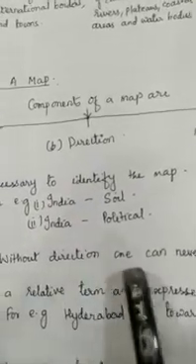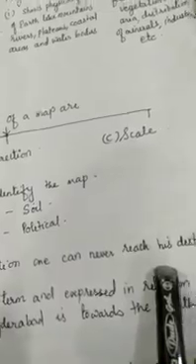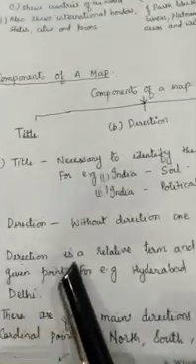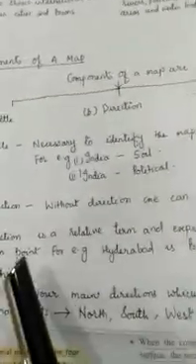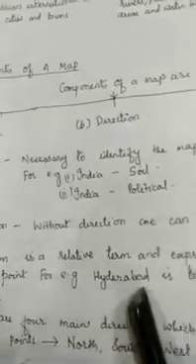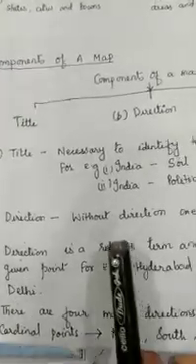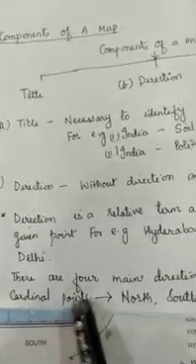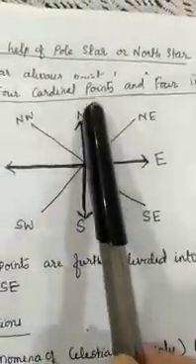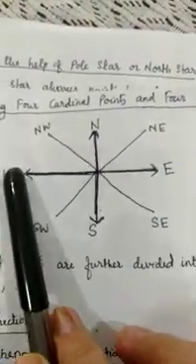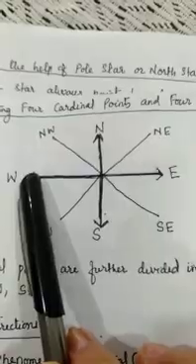We all know that without direction, one can never reach his destination. So direction is a relative term and it is expressed in relation to a given point. For example, Hyderabad is towards the south of Delhi. There are four main directions which are known as cardinal points also: north, south, west and east. You can see in the figure here, this is north, this is south, this is east and this is west. These are called cardinal directions or cardinal points.